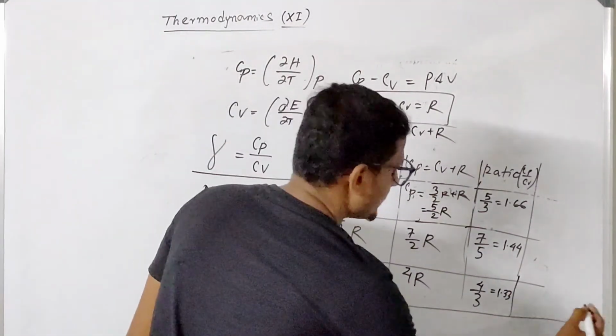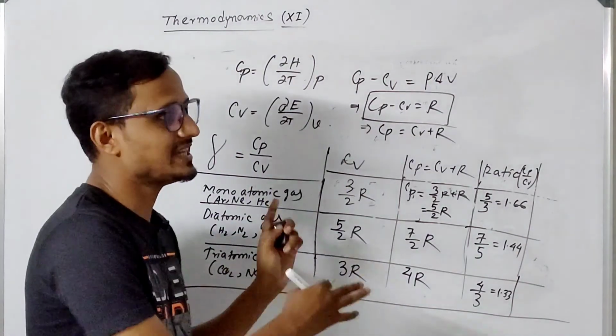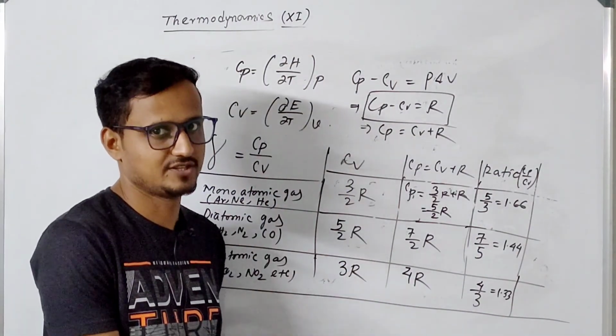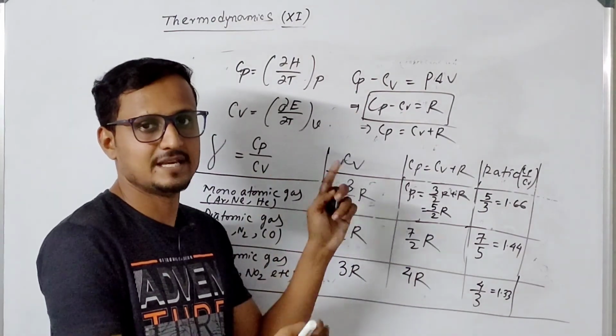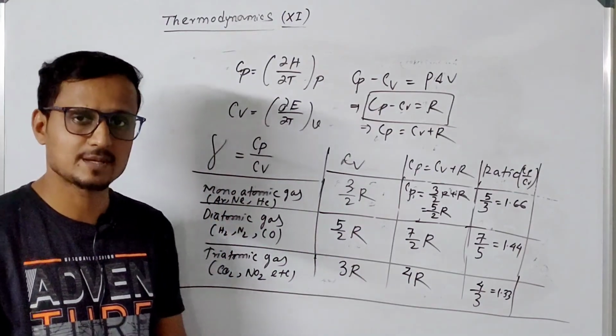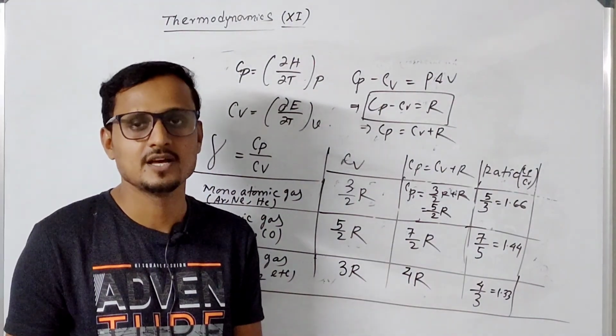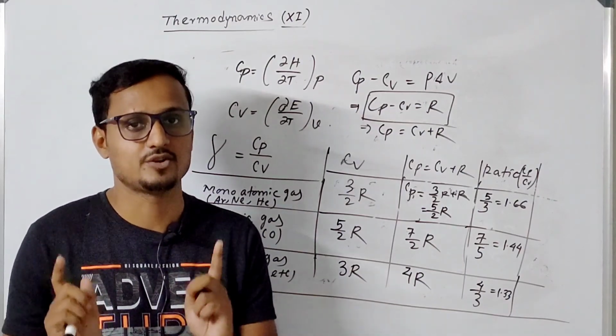Now if you remember this chart, it will be helpful for you in NEET and JEE examinations, and also for board examinations, because we have to do numericals on this Cp and Cv, that means gamma. So today's video is up to this. Next day, in the next lecture, we will discuss a very important proof: TV to the power gamma minus 1 is constant.